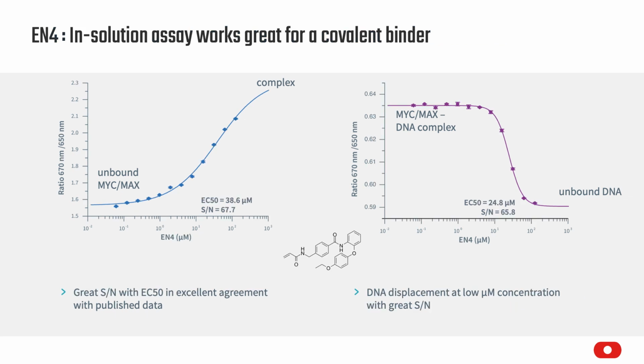The second molecule we looked at was called EN4. That's a newer inhibitor. It's also a covalent binder, so quite interesting. And that one similarly showed binding in the direct binding assay, again in the mid-micromolar range. But what was very cool to see was in the displacement assay, for the two highest concentrations that we studied in this assay, we could see almost complete displacement. So here really the ratio value went back to the value of free DNA. So this molecule is really potent and can displace MYC-MAX, even at the second lowest concentration, almost completely.